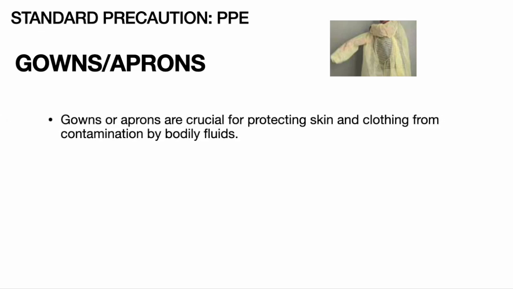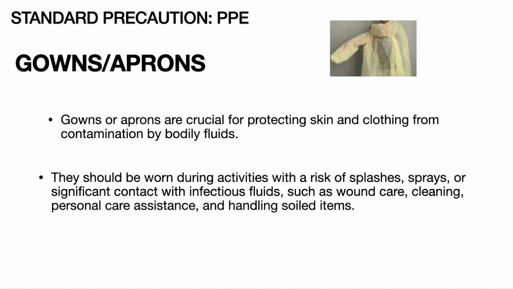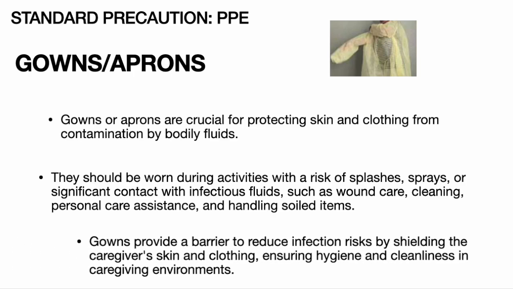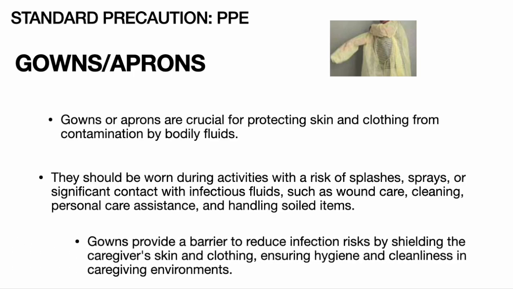Standard precaution, PPE, gowns, aprons. Gowns or aprons are crucial for protecting skin and clothing from contamination by bodily fluids. They should be worn during activities with a risk of splashes, sprays, or significant contact with infectious fluids, such as wound care, cleaning, personal care assistance, and handling soiled items. Gowns provide a barrier to reduce infection risks by shielding the caregiver's skin and clothing, ensuring hygiene and cleanliness in caregiving environments.